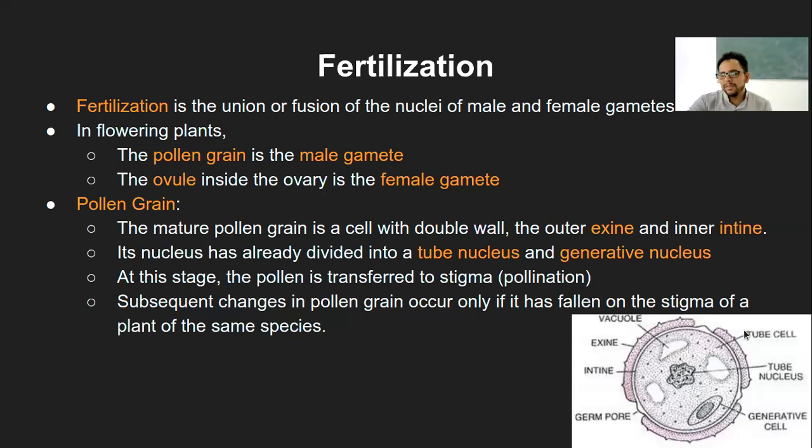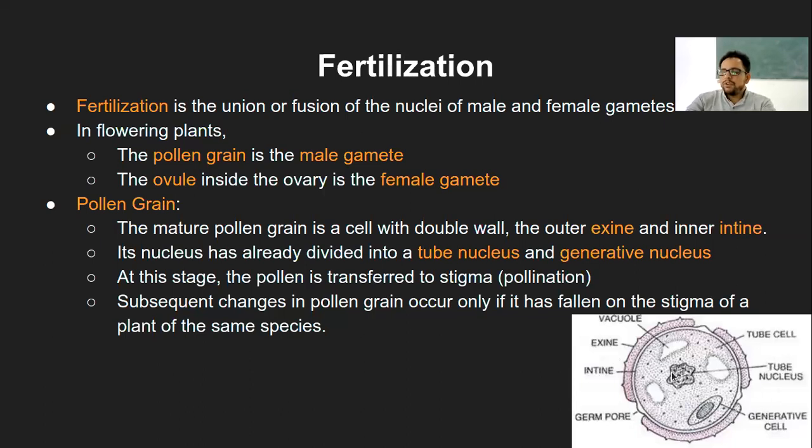This is the matured stage of the pollen grain, and that is why at this stage the pollen grains get transferred to the stigma. Subsequent changes in the pollen grain occur only if it has fallen onto the stigma of a plant of the same species. Further changes refer to the pollen tube formation and the fusion of the nuclei, the fertilization process itself, which will happen only if the pollen grain has fallen onto the stigma of a plant of the same species. So that is the structure of the pollen grain.